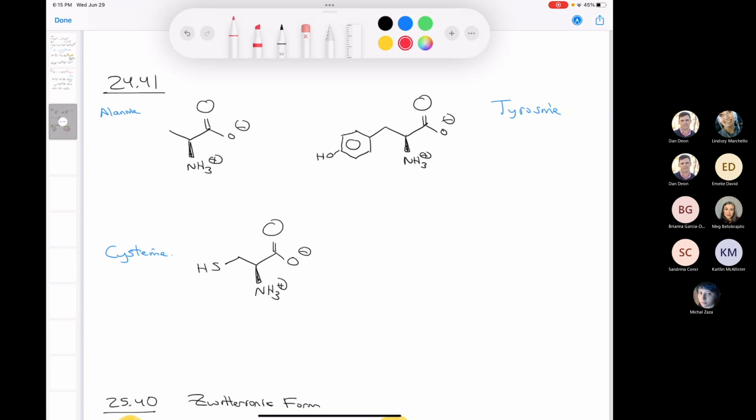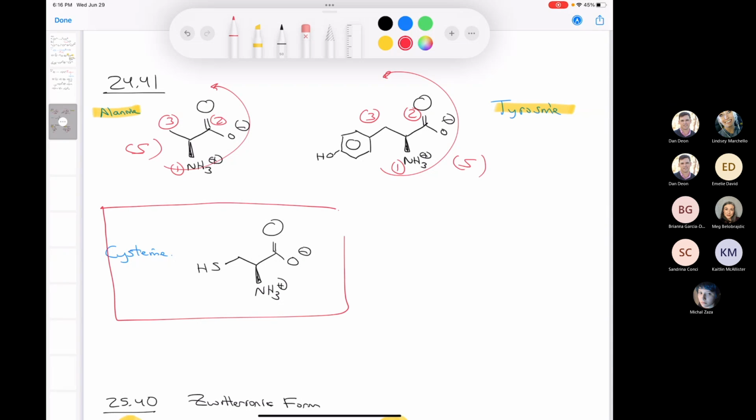If you look at alanine, again, you go from 1 to 2 to 3. So it is S. You go to tyrosine, it goes from 1 to 2 to 3. So it is also S. The only outlier is cysteine. And this is one that I think is a good idea to know. It's the only one that's not S, it's R.